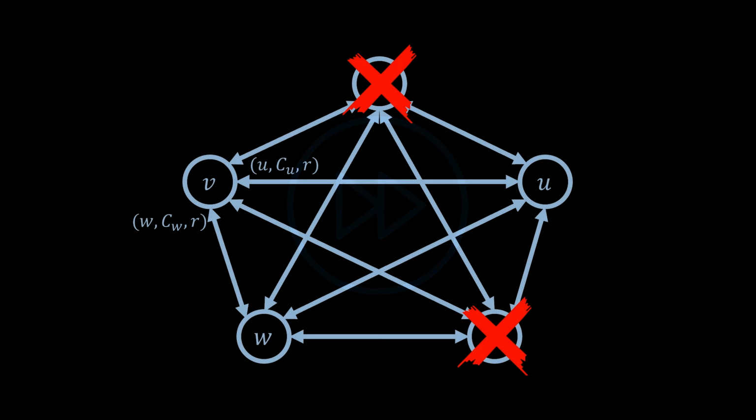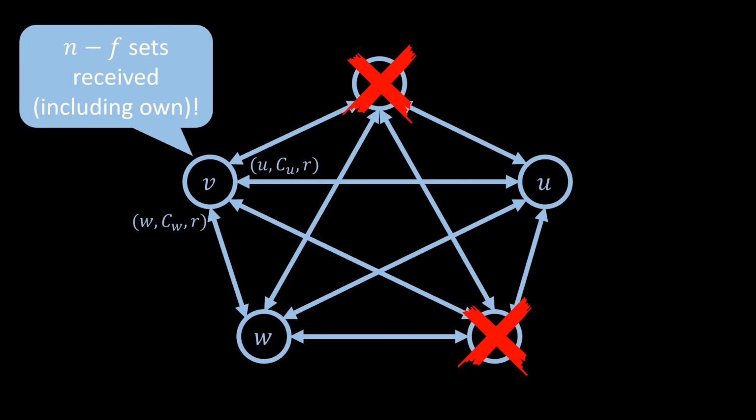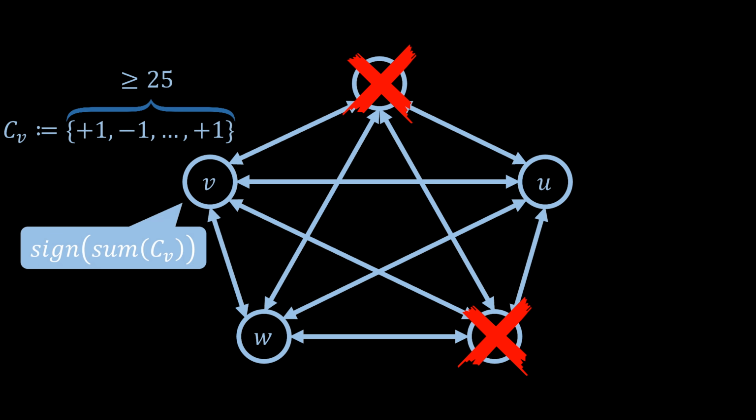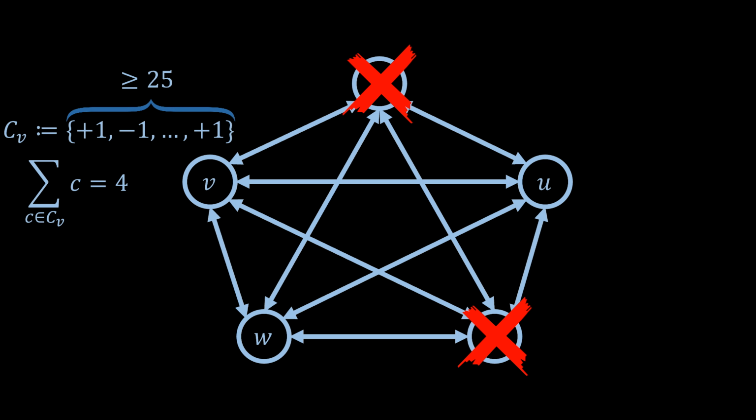Again, let's fast forward a little bit. Let's assume that node V has now just received n-f sets in some round R. It then checks again the size of its set, and this time it is at least 25, which is the number of nodes squared in this example. It then outputs 1 as the result of the shared coin toss if the sum of values is greater than 0 and 0 otherwise. Concretely, let's assume that the sum of the random numbers is 4 and therefore the result of the shared coin toss for node V is 1.